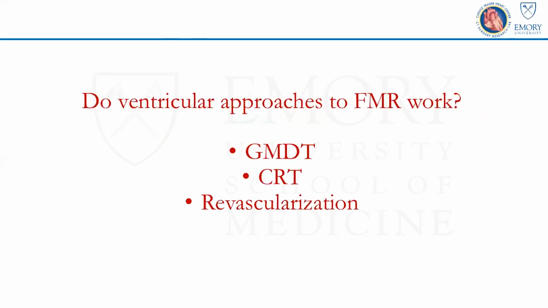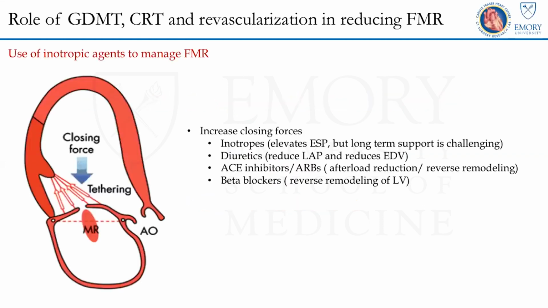Which makes me go to the next discussion point: do ventricular approaches for FMR work? So the current concept that functional mitral regurgitation is a ventricular disease has led to the development of concepts that you should attack the ventricle therapeutically so that you can relieve the functional mitral regurgitation. The three approaches which are traditionally used and continue to be the first line therapy for functional MR are guideline directed medical therapy, CRT, and revascularization.